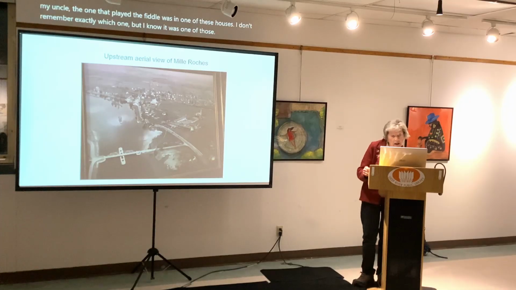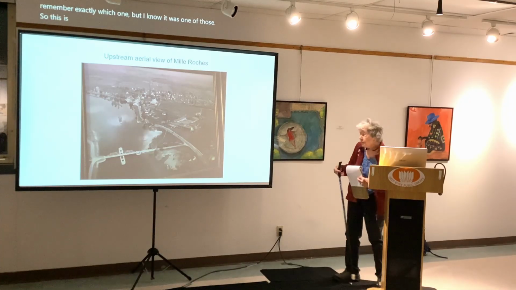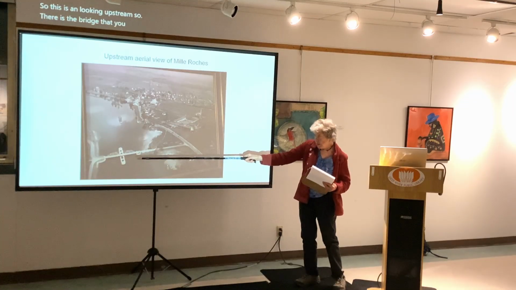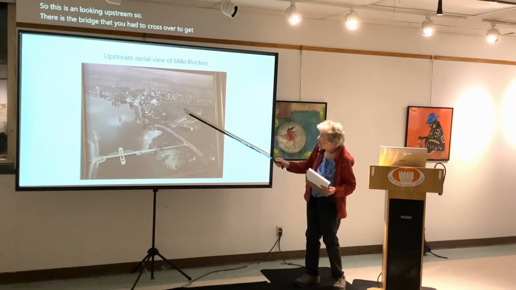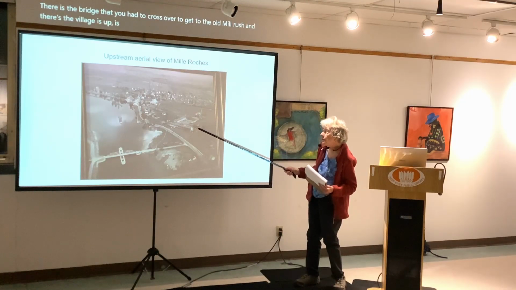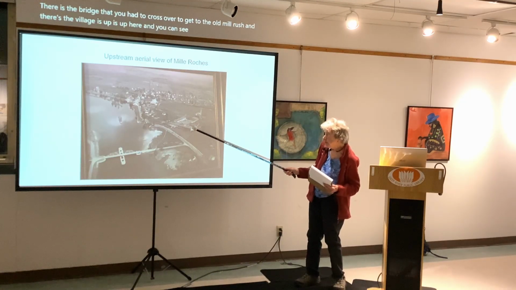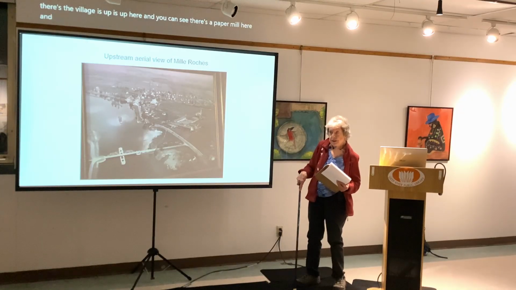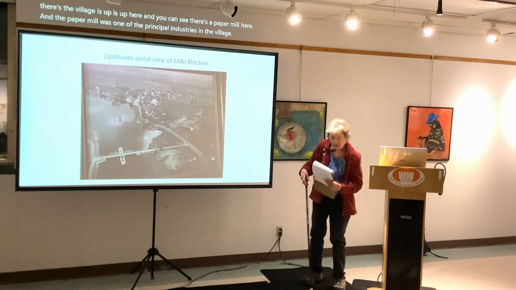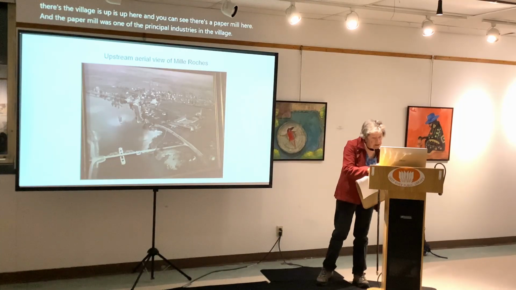So this is looking upstream. So there's the bridge that you had to cross over to get to the old Millrush, and the village is up here, and you can see there's a paper mill here, and the paper mill was one of the principal industries in the village. I think I have a better picture than the next one.